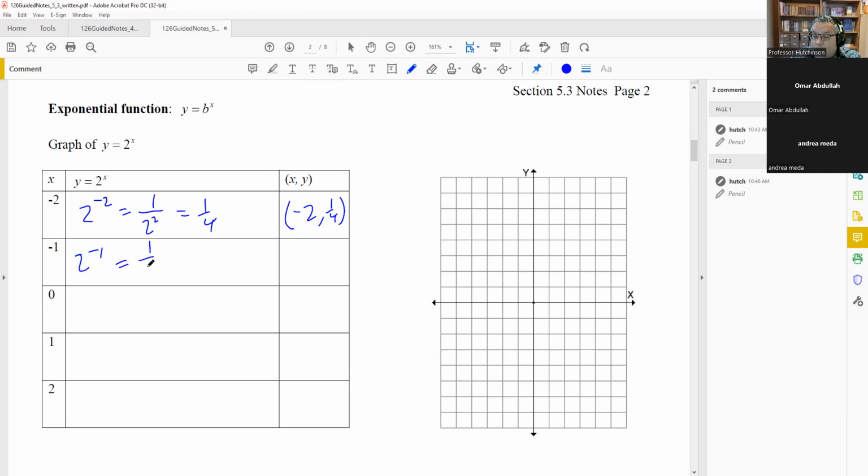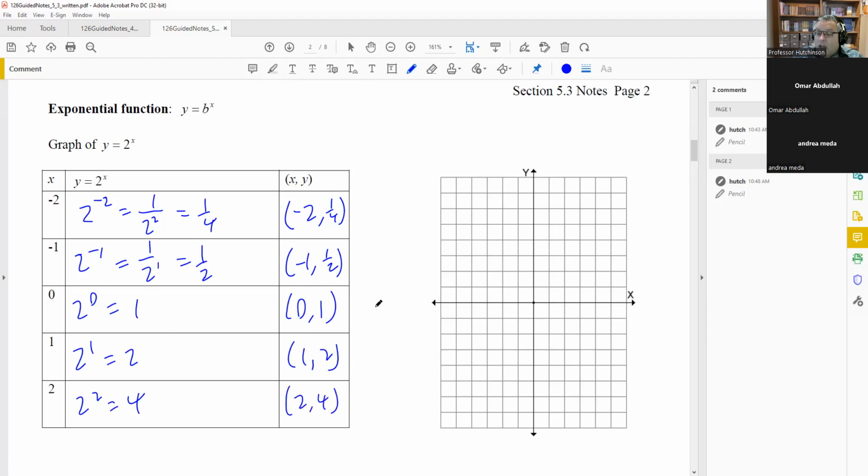I can put that on the bottom to make it a positive exponent. It becomes positive, and so 1/2 to the 1 is 1/2. That's -1 and 1/2 right there. 2 to the 0, anything raised to the 0 power is 1. So 0, 1. 2 to the first power is just 2. So 1, 2. 2 squared is 2 times 2 or 4. So I get 2, 4.